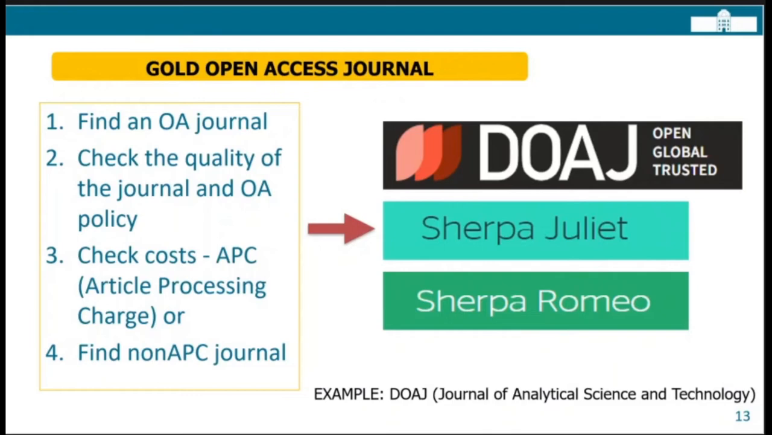And also important, as I said before, that you check costs, if you will be able to pay for open access in this transition period. And at the end, if that does not work out, if you don't have enough money and cannot find anyone else to cover your APC costs, you can find a non-APC journal. This is the diamond or platinum open access way.